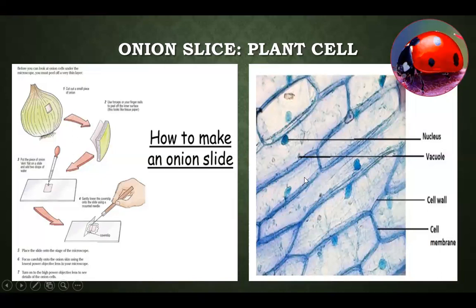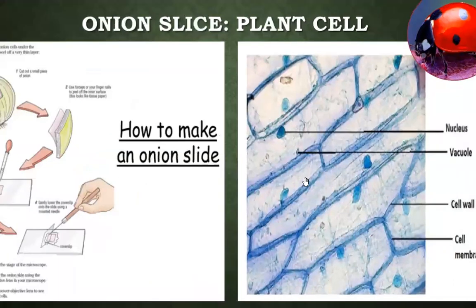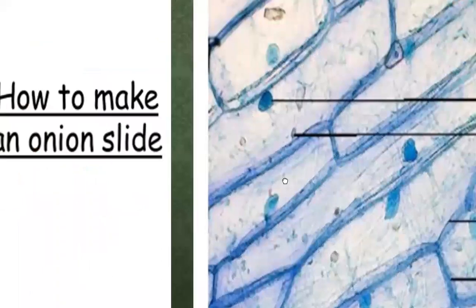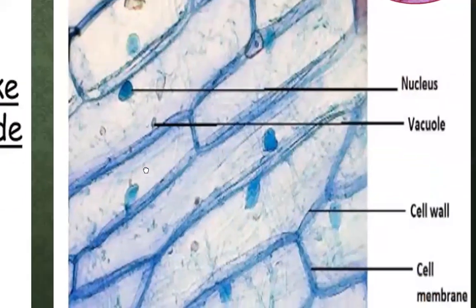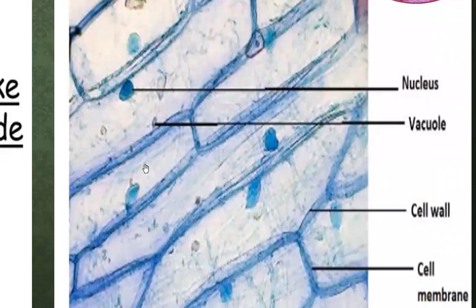This is the diagram. This is the original specimen, okay? The diagram of the original specimen, a picture of the original specimen. Here you can see the cells, and the nucleus, cytoplasm, cell wall and cell membrane are very clear.